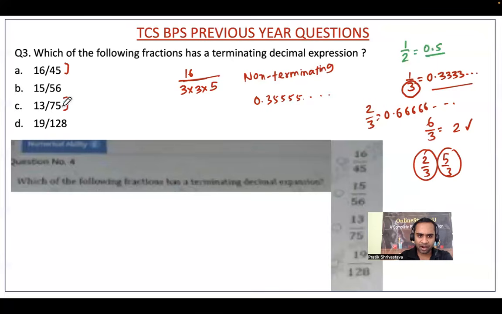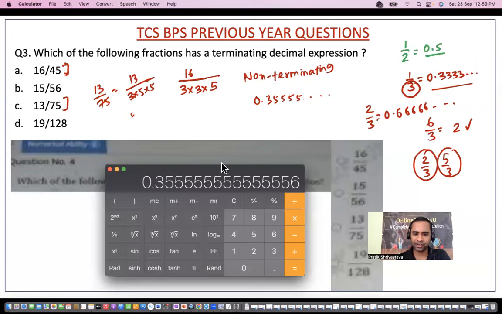Then we have, let us see option C. So 13 divided by 75. So 13 divided by 3 into 25, right? So 3 into 5 into 5. Again, this 13 cannot be divided by 3, so this will also be non-terminating. You can see here, the concept is very, very important. So even though calculator is allowed or not, if your concept is clear, then you will be easily able to solve the question.